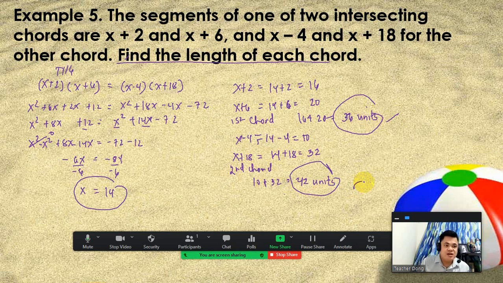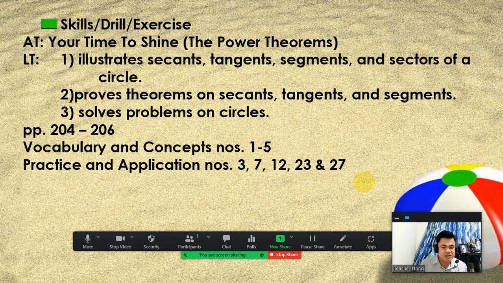So that's it. Please don't forget the differences among the three theorems that we have discussed for today. Alright? So for my students, please do this activity. If you have questions and clarifications, most especially to my students, please don't forget to contact me.